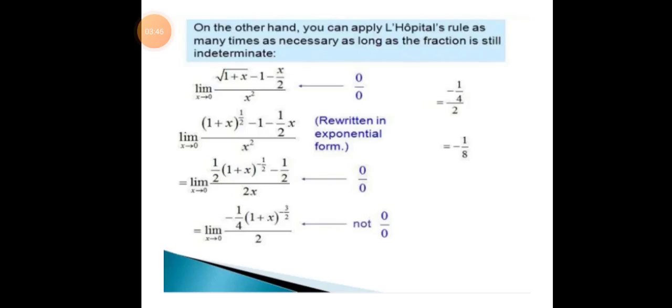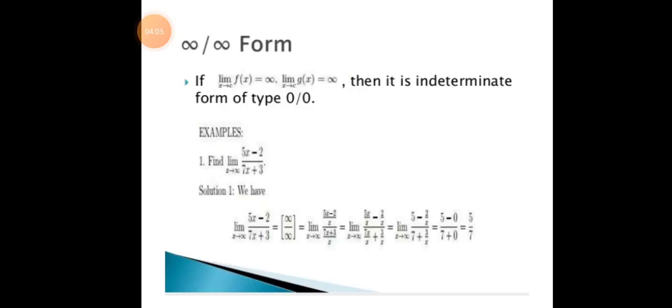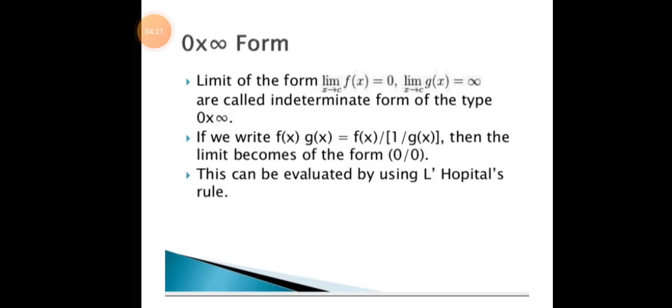You can apply L'Hopital's rule as many times as necessary as long as the fraction is still indeterminate. So, rewrite in exponential form. Then, next is the infinity over infinity form. So, this is an example, which is in the indeterminate form of type 0 over 0. Then next is the 0 times infinity form.